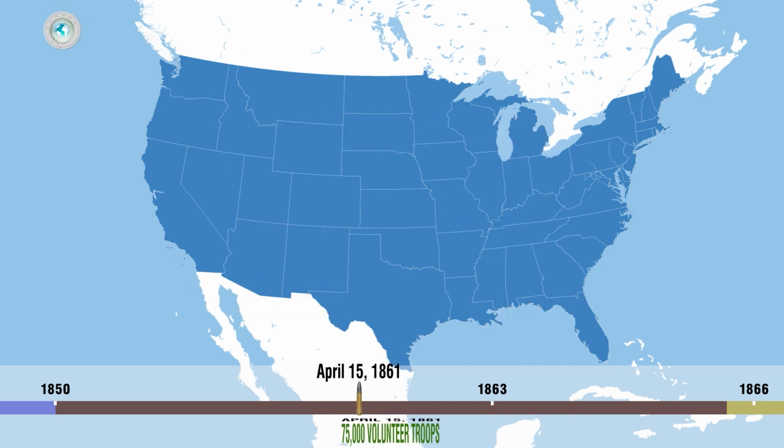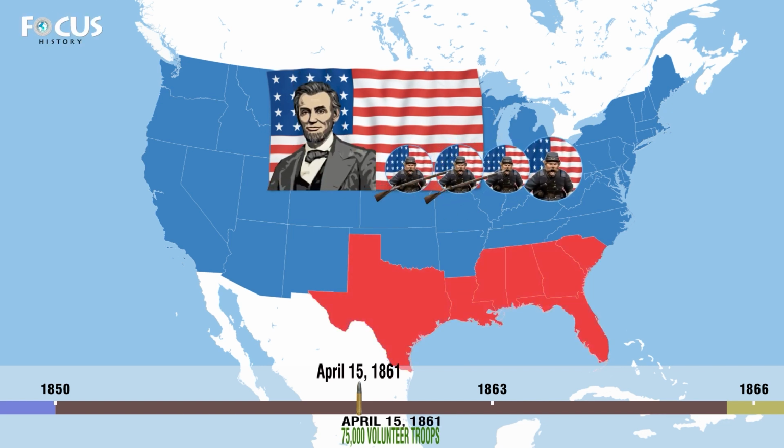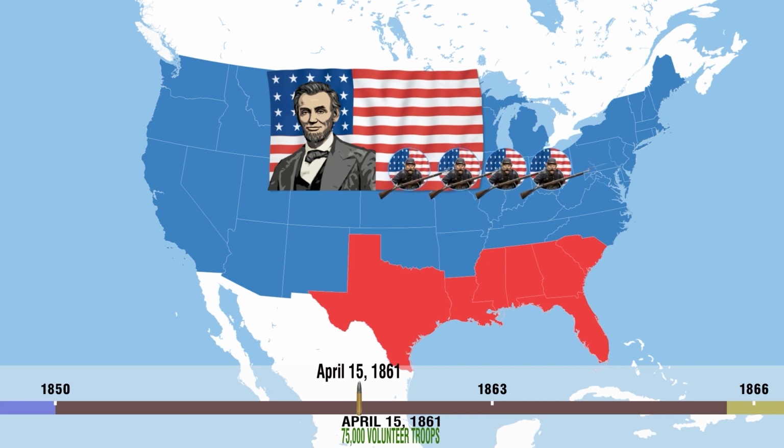On April 15, Lincoln called on the states to deploy 75,000 volunteer troops for 90 days to suppress the rebellion and preserve the unity of the federal government. His actions caused 4 more states, Virginia, Tennessee, Arkansas, and North Carolina, to secede and join the Confederacy. To reward Virginia, the capital of the Confederacy was moved to Richmond.